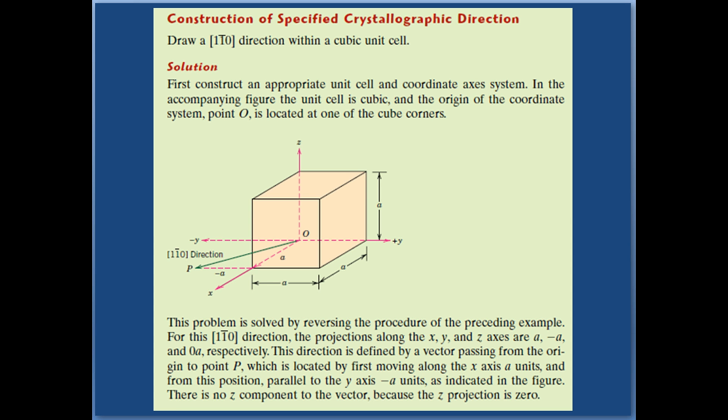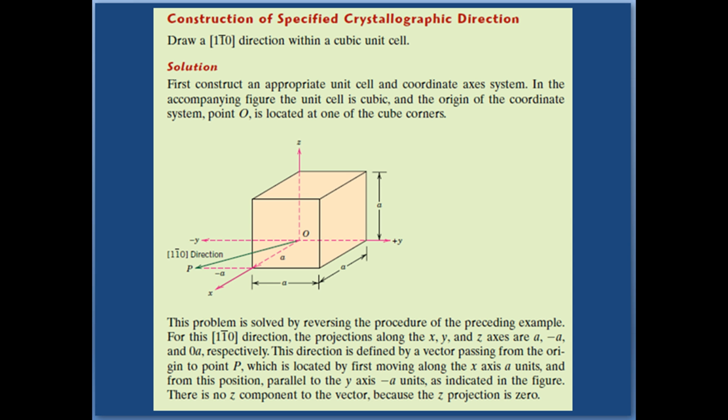Now this direction is defined by a vector passing from the origin to point P, which is located by first moving along the x-axis a units, and from this point, parallel to the y-axis, we move minus a units as indicated in the figure. There is no z component to this vector because the z projection is 0, and accordingly it is possible to construct the crystallographic direction based on the indices given to us.